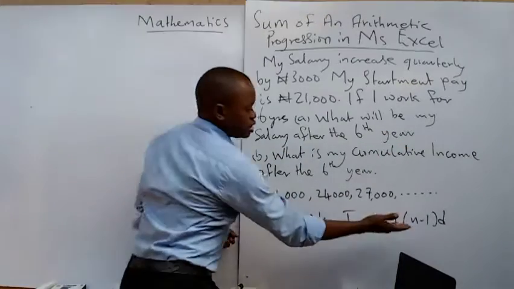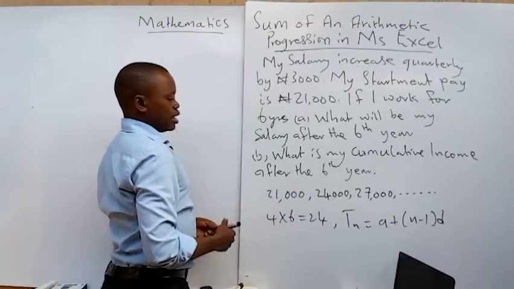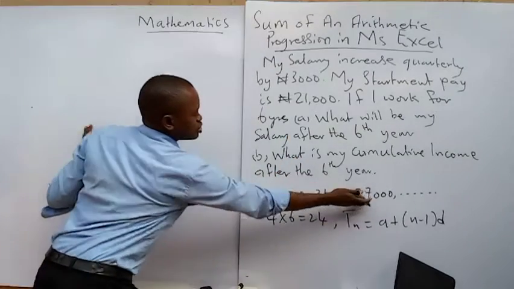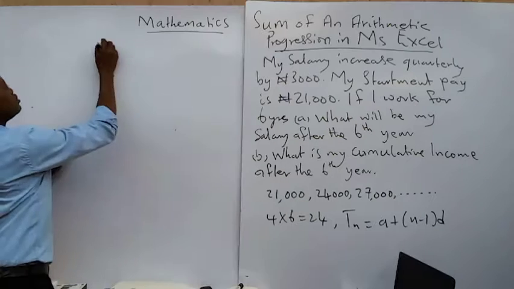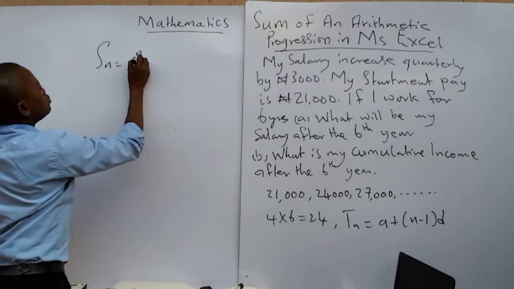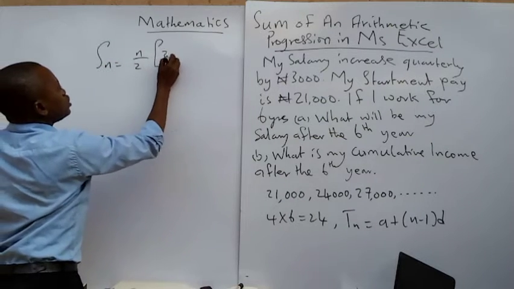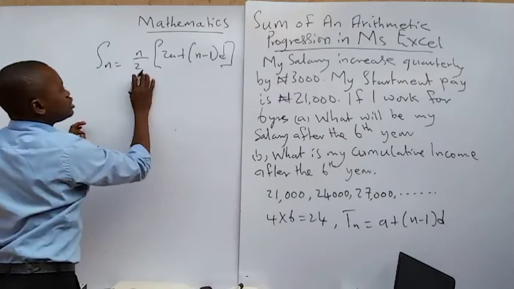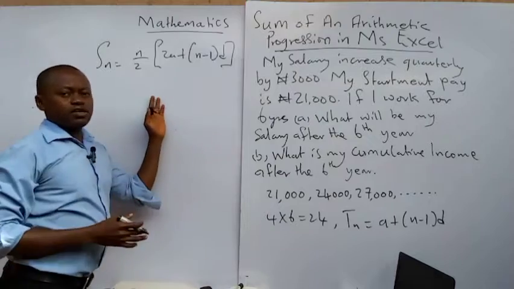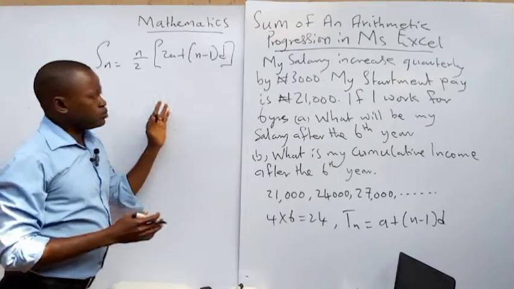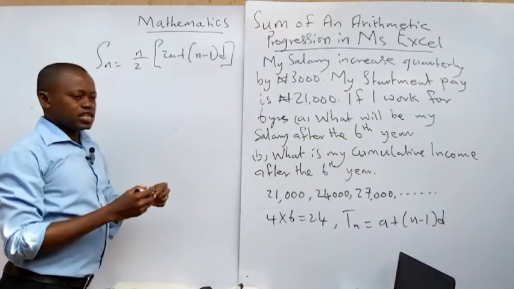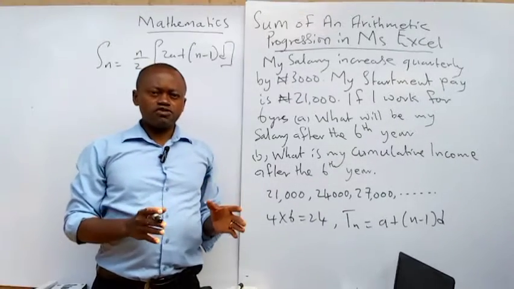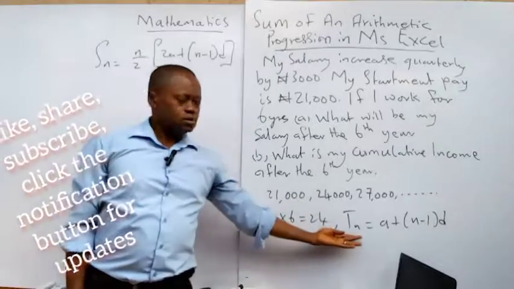So in the second question, because this is an arithmetic progression, instead of using Sn equals n over 2 into 2a plus in bracket n minus 1, then the common difference, which is the mathematical expression for calculating the sum of an arithmetic progression, I told us in that class that I'm going to show you how to use Microsoft Excel to do this.